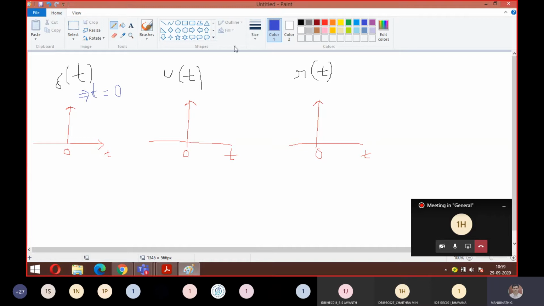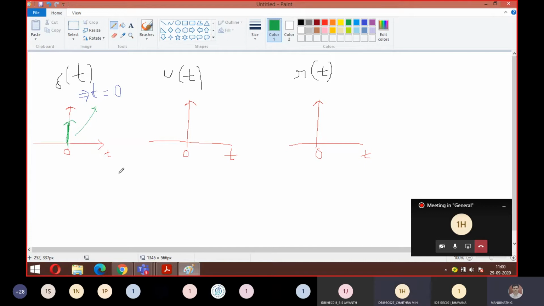What is the meaning of that? So where is t equal to 0? At this position. So only at this position your waveform exists. So such kind of signals are called as impulse function. That is nothing but delta function. Is it fine?